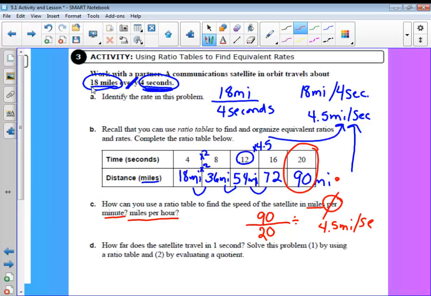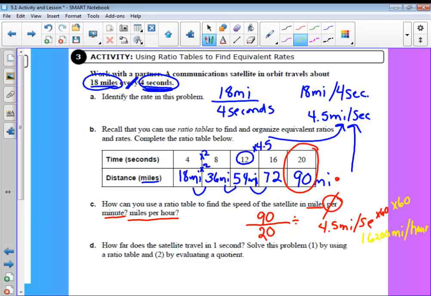The second part of this would be miles per hour. If we could travel 4.5 miles in 1 second, we're going to have to figure out how many seconds are in an hour. To figure out how many seconds are in a minute, we would go times 60, right? Now there's 60 minutes in an hour, so we would have to go times 60 again. So we're going to take our 4.5 times 60, and that would give us 270 miles per minute, and then go times 60 again, and that would be miles per hour.